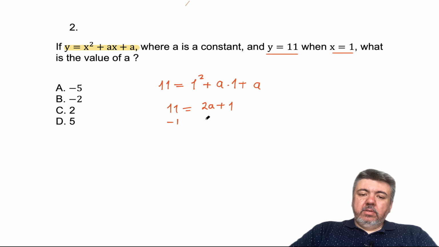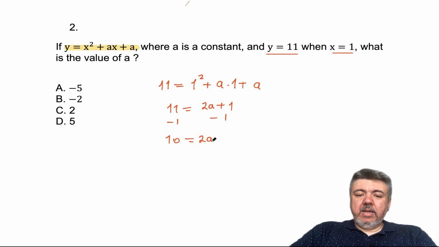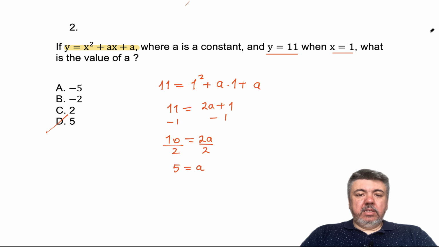So subtract 1 from both sides, it's going to be 10 on the left and 2a on the right, and divide by 2. So 5 here and a here. So our a value is 5. Let's see the third question.